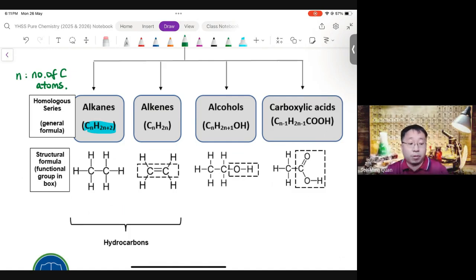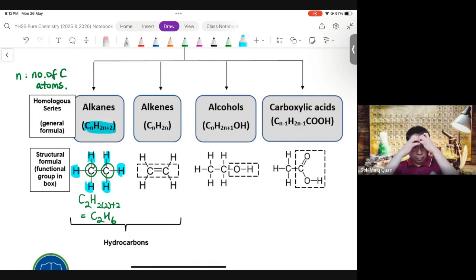All right. So I'll demonstrate for you. This alkane has 2 carbons. So n equals 2. So C2H(2 times 2 plus 2). So it's C2H6. Which makes sense. Okay, you can see the C2H6. Okay, there are 6 hydrogens. So different families will have different general formulas. Same family, same general formula.